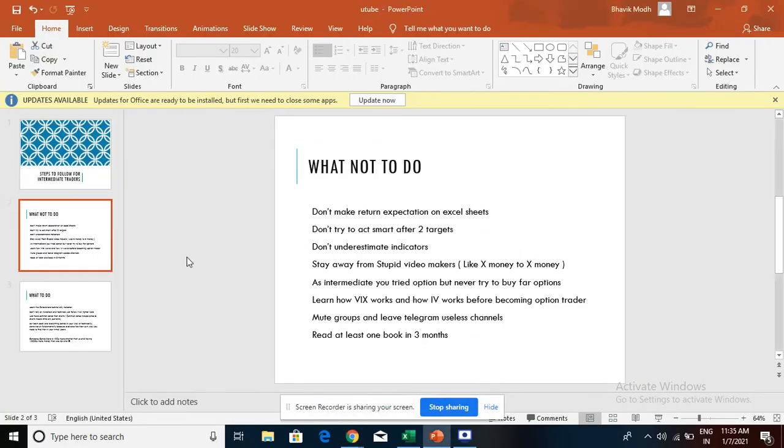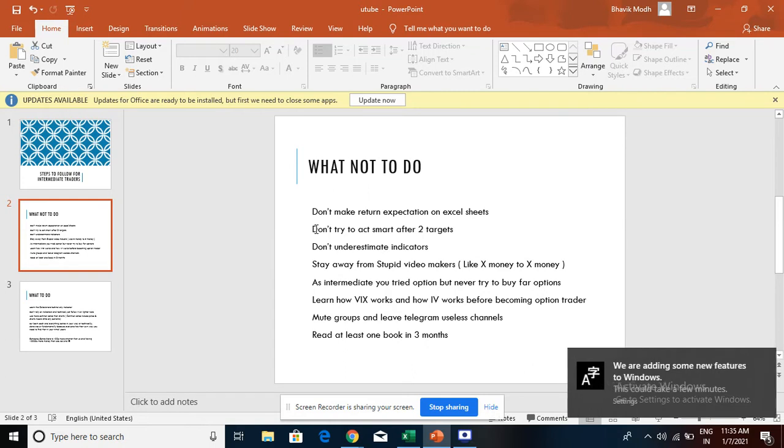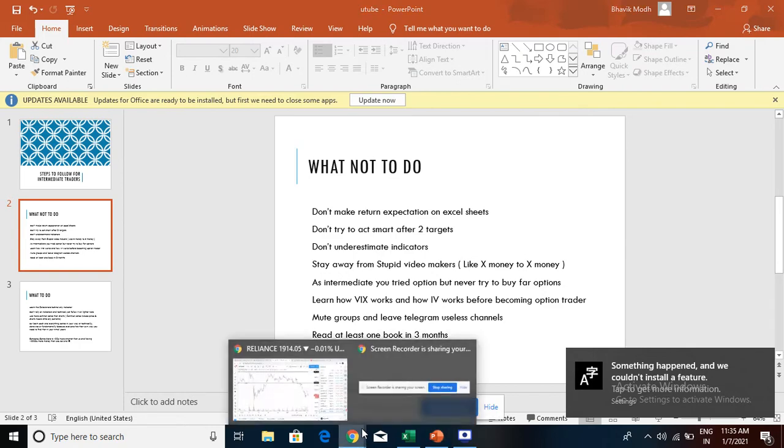Okay, the next point is don't try to act smarter after two targets. I saw lots of people, after doing two big trades, carry a third trade with heavy quantity, and they end up with nothing. They lose the profit of two targets, and maybe they lose some amount from their capital because they increased quantity after that.